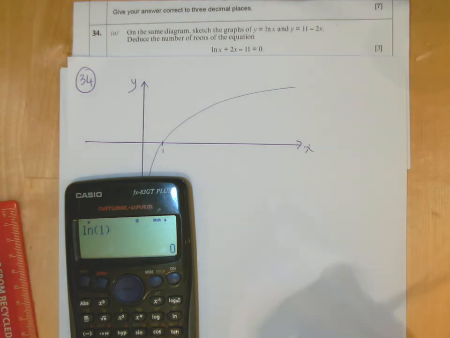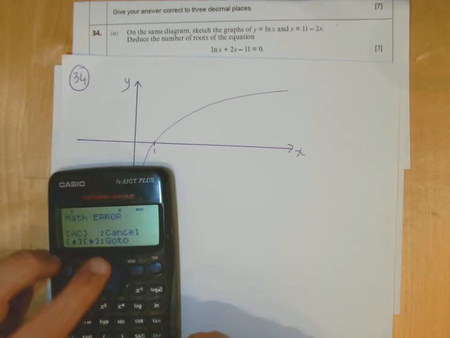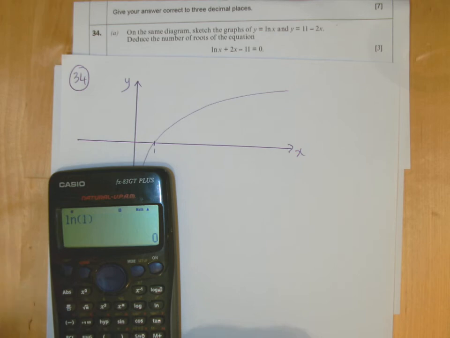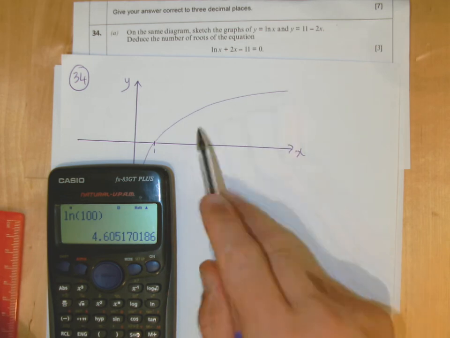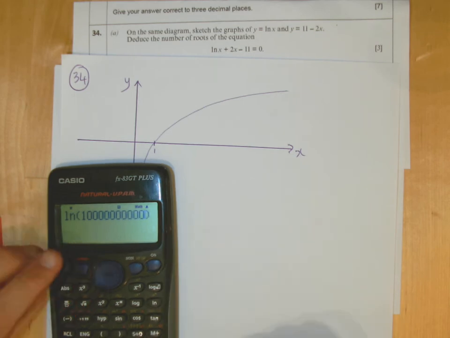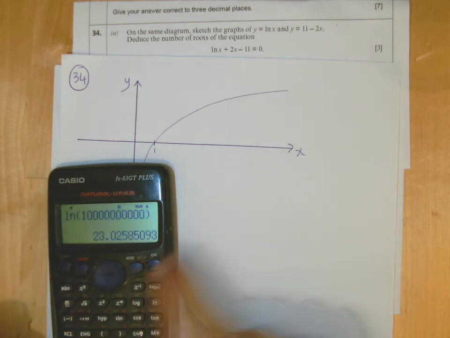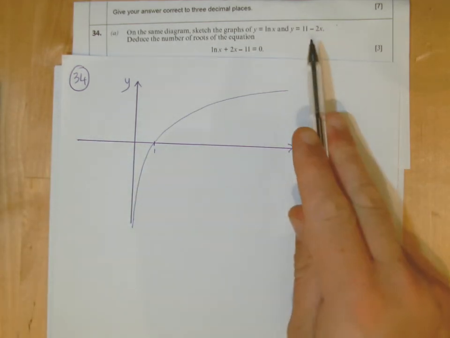So in the exam, if you can't remember, just put in some important values. You might think, what happens when x is 0? Well, you get math error, because it doesn't exist. It never quite gets to 0, it goes to infinity. If you put 1 in, it comes out as 0. And then just try other values. If you put 10 in, you can see it's 2.3. You put 100 in, 4.6. It doesn't rise quickly. You can see how I've done it quite flat there, right? But it does rise as you go on with the x values. It rises really slowly, but it does rise and it will go to infinity. So that's ln x.